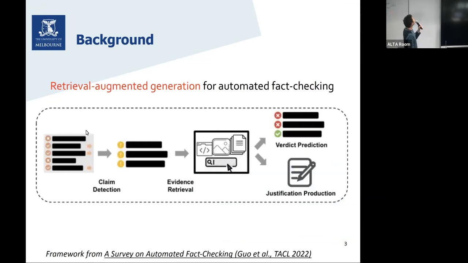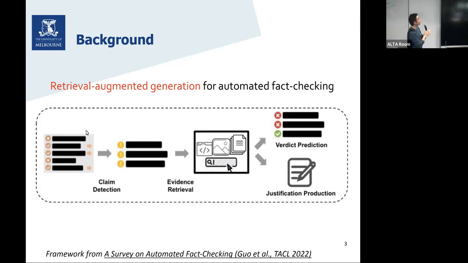This is a framework that we're using for automated fact checking. This is what we call retrieval augmented generation. First, we do claim detection. This step is to detect which claims are check-worthy. Researchers have made their own datasets for claim fact verification. Then we retrieve evidence from external knowledge bases. Then we predict verdict veracity labels. And then we do justification production.